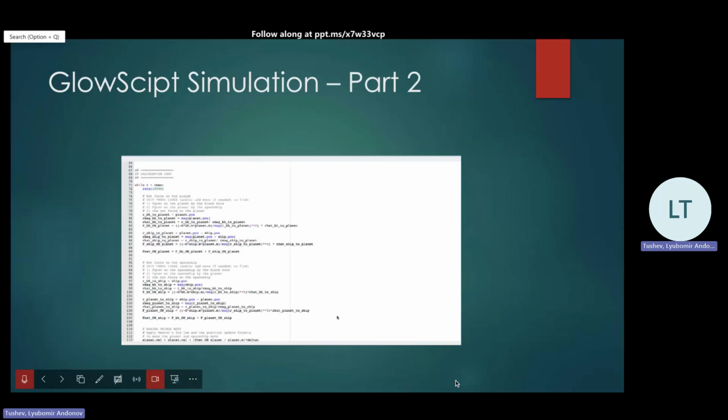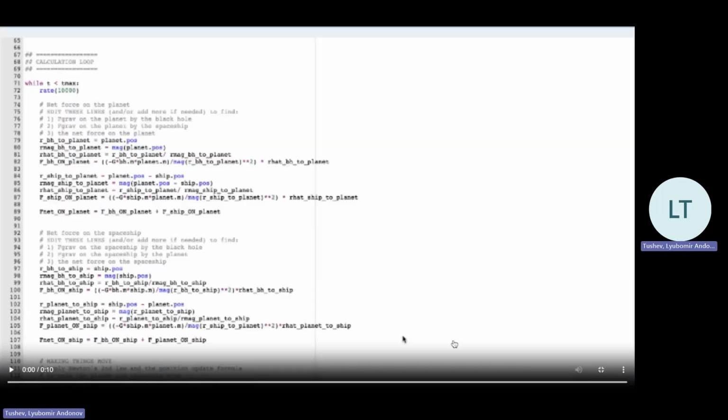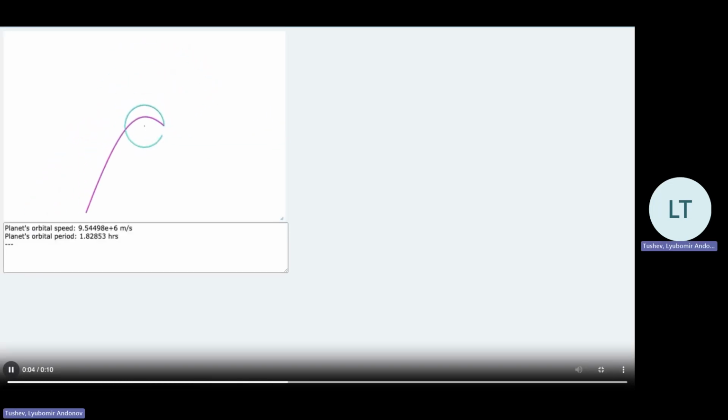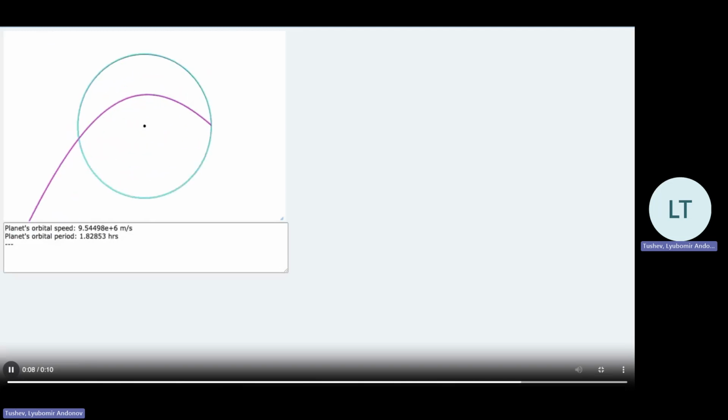Here's a simulation of the planet and spaceship's motion around the black hole. Here, the cyan trajectory you see is the orbit of the planet, and the magenta trajectory you see is that of the spaceship.